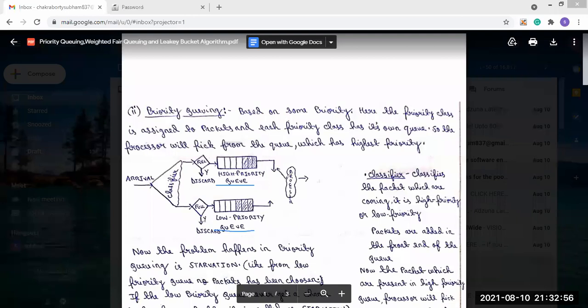The processor has the tendency to pick up packets from the high priority queue. It will pick the packet fast and process it, and no packet will be chosen from the low priority queue. So the scenario happens where no packet is chosen from the low priority queue. That is the starvation problem. This is the disadvantage of priority queuing, that the starvation problem may happen.